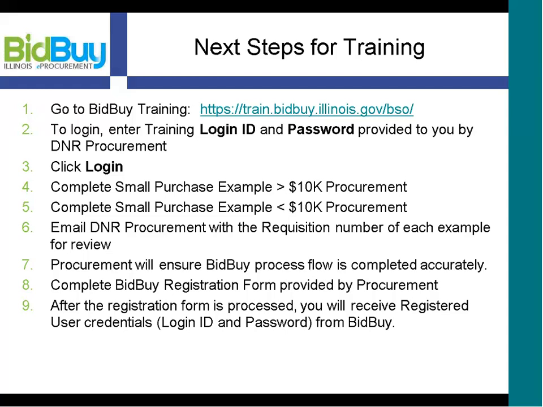Procurement will review to make sure that the BidBuy process was followed, based on the job aids and the examples. Then we will provide you a registration form to complete, just a couple things that need to be completed, and then your signature on that form. Once that form is received by our office and processed by the BidBuy help desk, they will send you your registration credentials, your actual login and password for entering the live or production side of the BidBuy system, where you can begin entering your procurements.